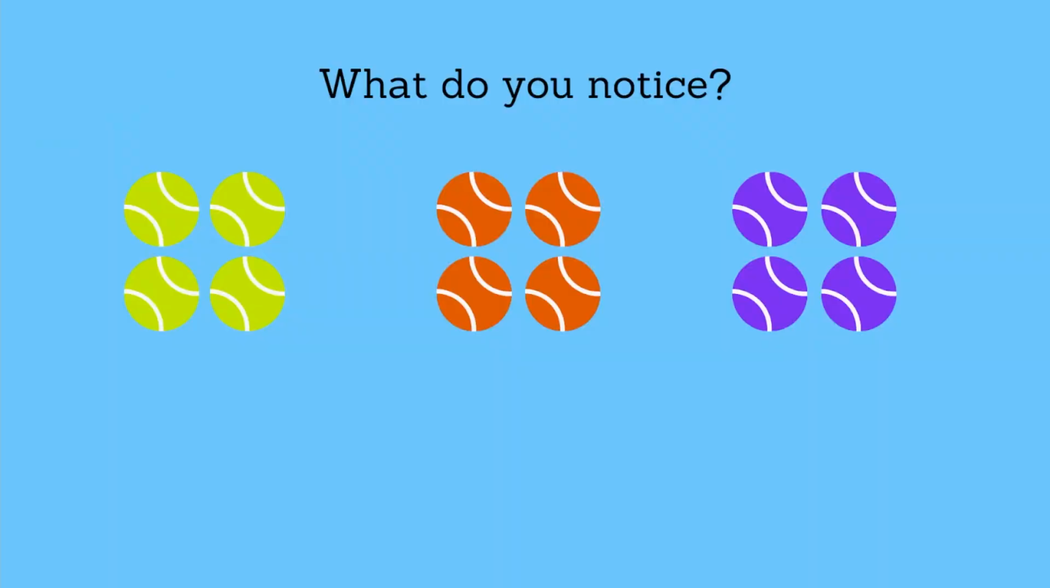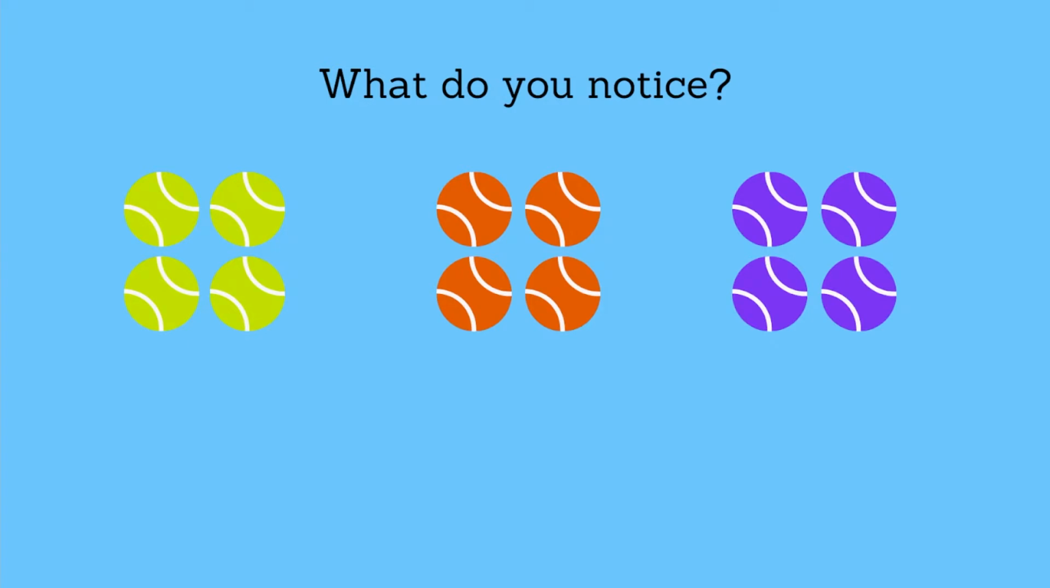So the first thing we're going to do is take a look at this picture, and we have a very simple question. What do you notice? I'm going to give you a little bit of private think time. Maybe you notice that there's tennis balls, and you're correct. Maybe you notice that they're different colors. We've got a green group, an orange group, and a purple group. That's also correct. Perhaps you're also noticing that each one of those groups or sets each has 4 tennis balls in it. Very nice job.